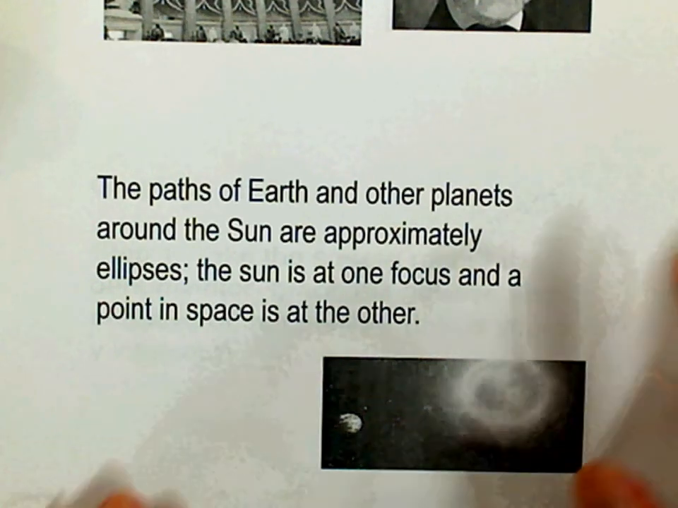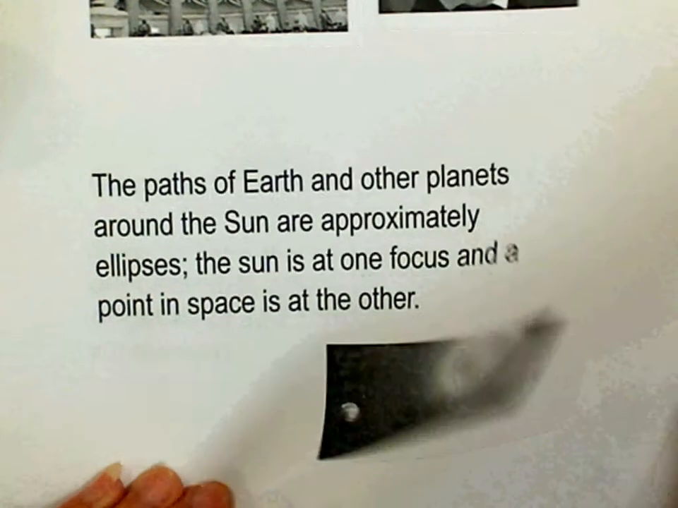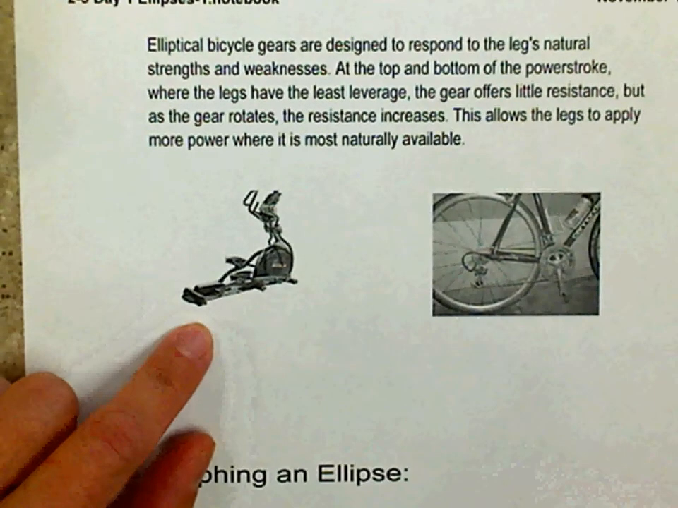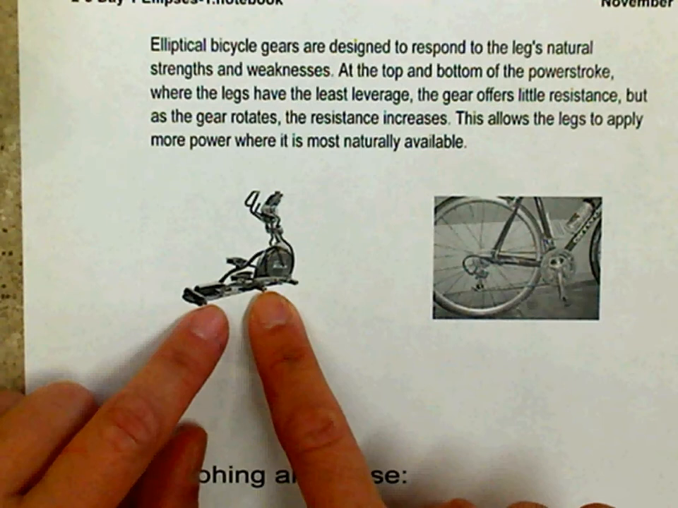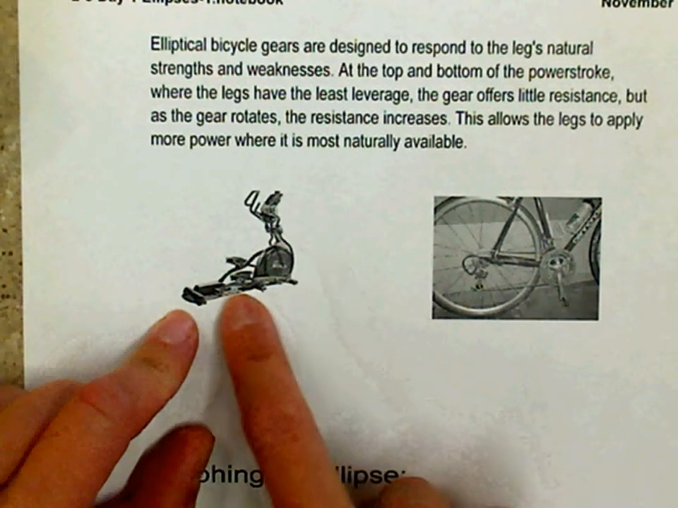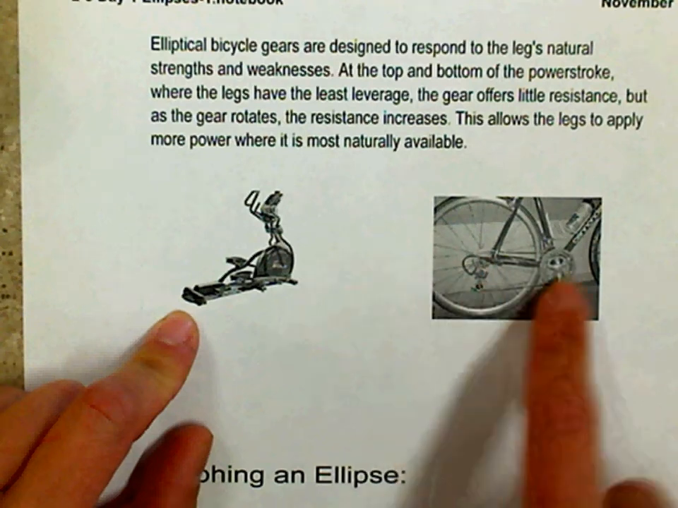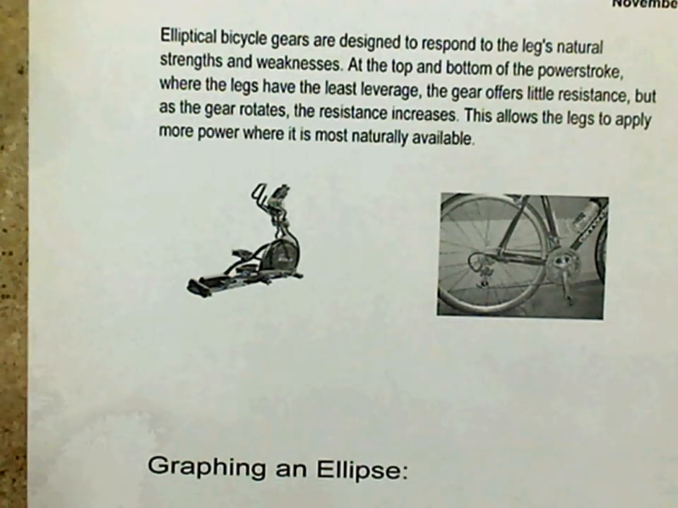All right. Another example, well, guess what this machine is called? This is an elliptical machine. Notice the shape it makes. And here's your bicycle. When you pedal, it makes an elliptical shape as well. So those are 4 examples. Make sure you list 2 of them in your notes.